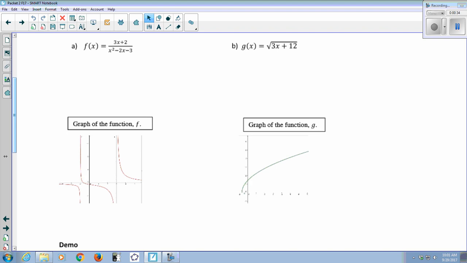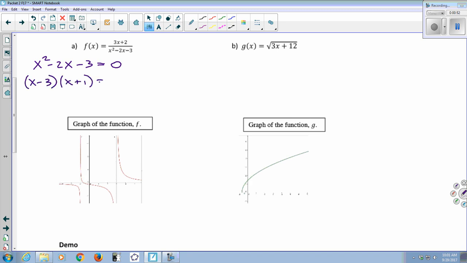And it's a rational function. It's a fraction, which means I have to make sure that the denominator is not 0. So I'm going to solve where it is 0 so that I can make sure to exclude that from the domain. So that factors to x minus 3, x plus 1. So x equals 3 and negative 1 are the spots that I need to exclude from the domain.